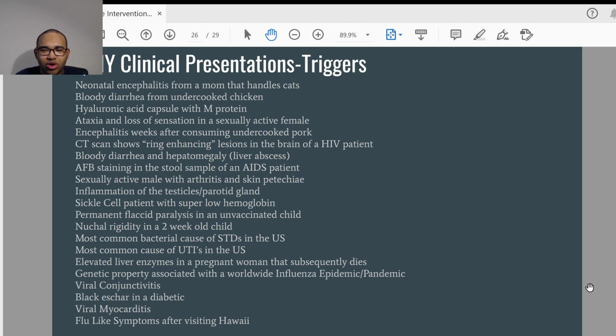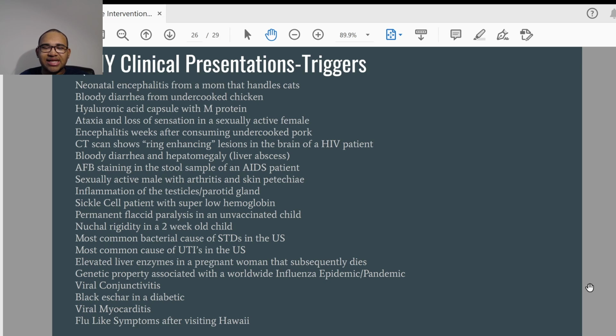And then, other quick questions here, right? So, neonatal encephalitis from a mom that handles cats. I hope you're thinking about toxoplasma, right? Bloody diarrhea from undercooked chicken. That's Campylobacter jejuni, right? It's the most common infectious cause of bloody diarrhea in the US. Remember, it can also cause Guillain-Barré syndrome, right?